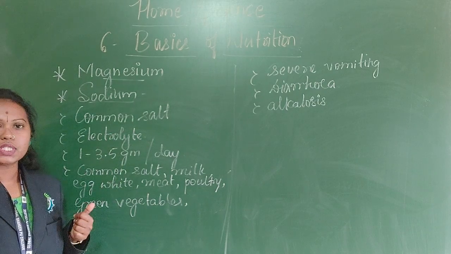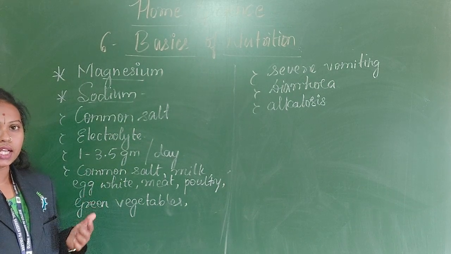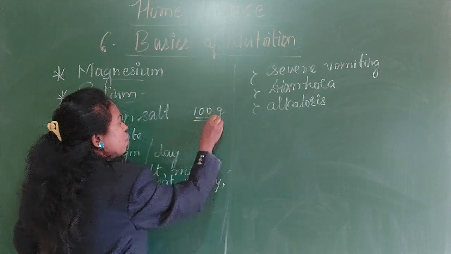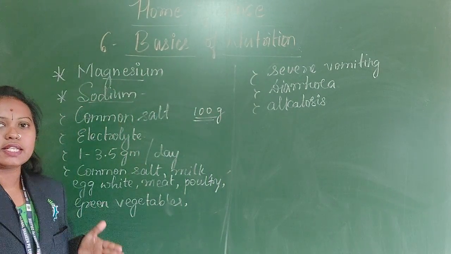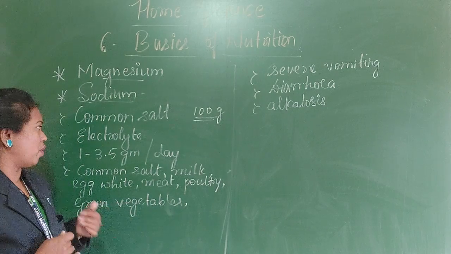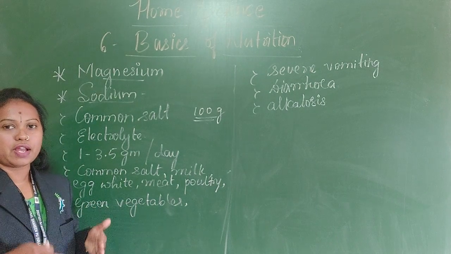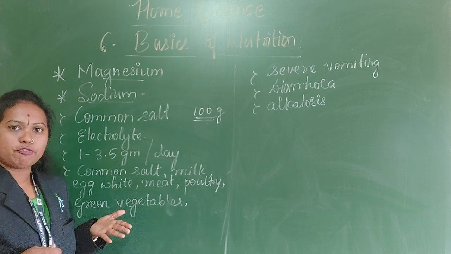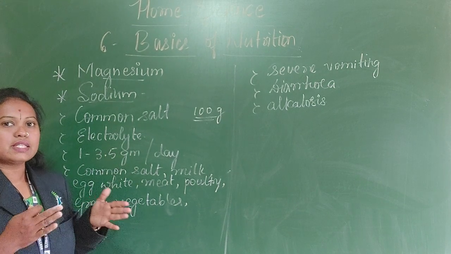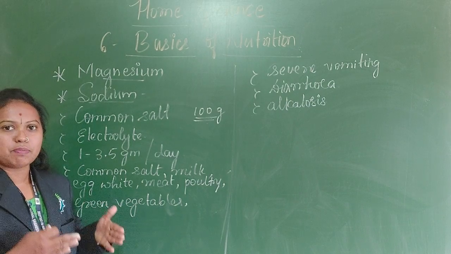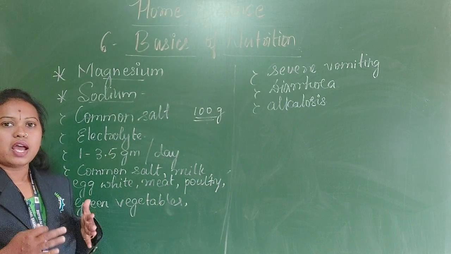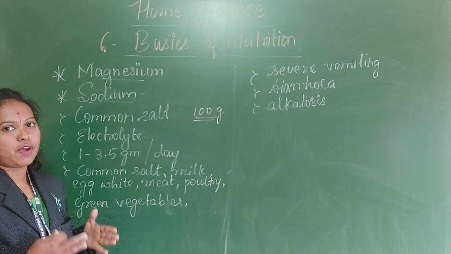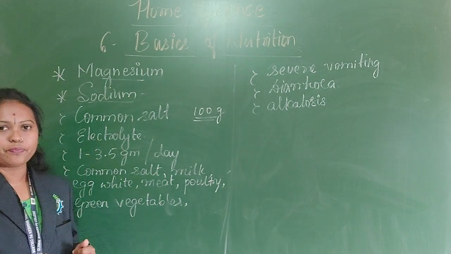So, sodium is also known as common salt. An adult body contains around 100 grams of sodium, most of which is present in the extracellular fluid of the body. When coming to the functions, electrolytes in the extracellular fluid maintain the balance, acid-base balance, and digestion as a part of gastric juice. These are some of the functions of sodium.